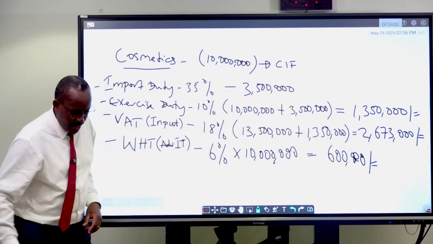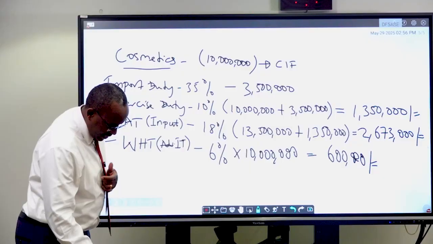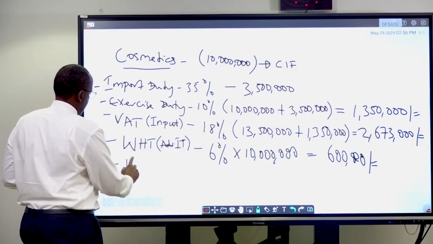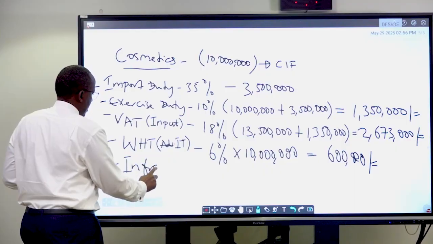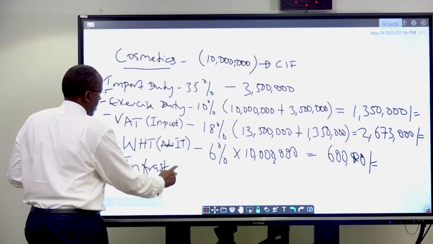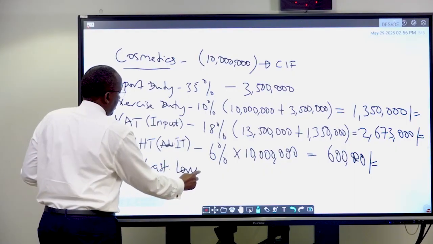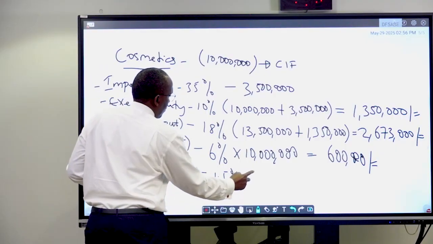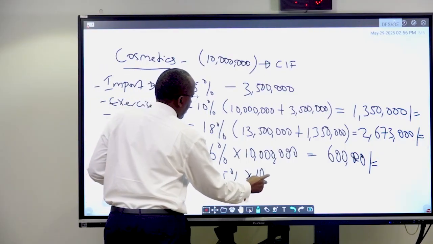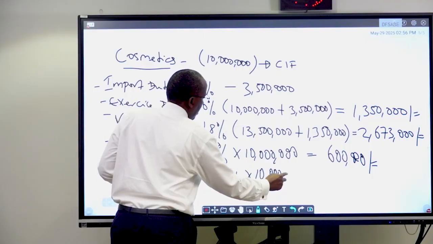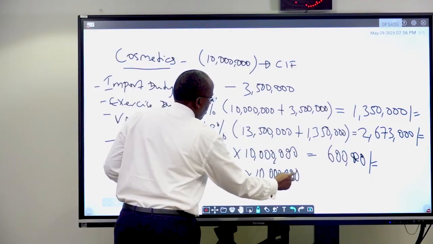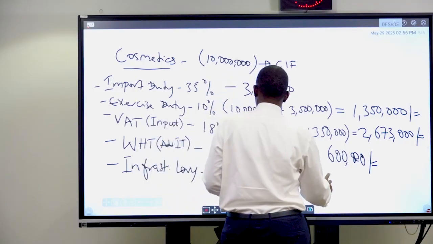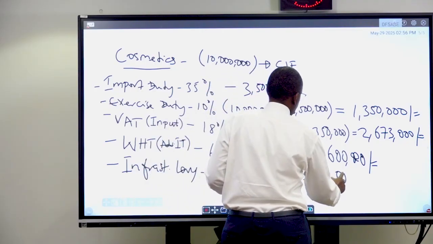Then finally, infrastructure levy, which is 1.5% of the CIF again. So this would be 150,000.